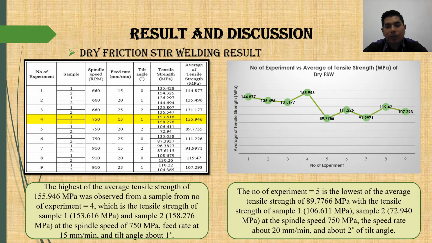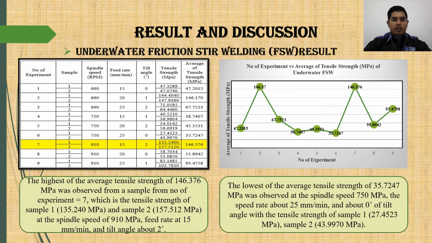Okay, and then experiment number 5 has the lowest average tensile strength of 89.7766 MPa, where the tensile strength of sample 1 is 106.611 MPa and sample 2 is 72.940 MPa, at a spinning speed of 750 rpm, a feed rate of about 20 mm per minute, and about 2 degrees of tilt angle. This is the underwater friction stir welding result.